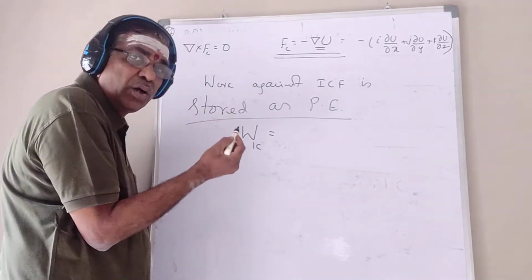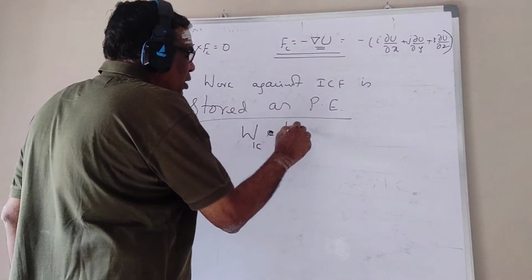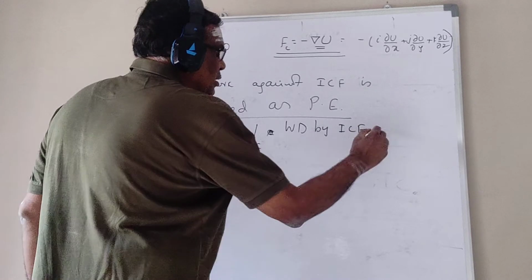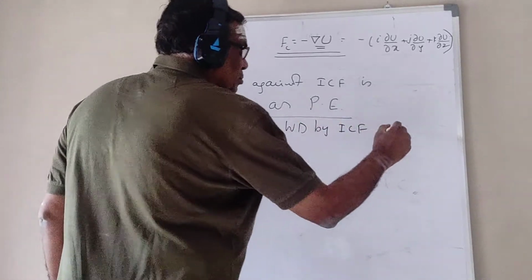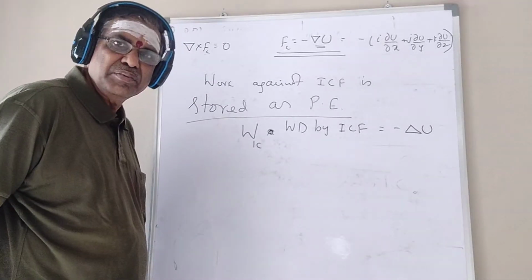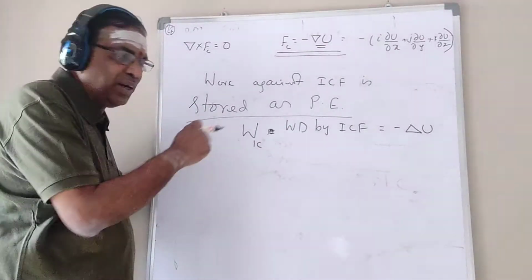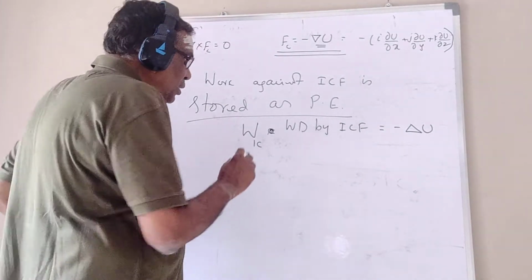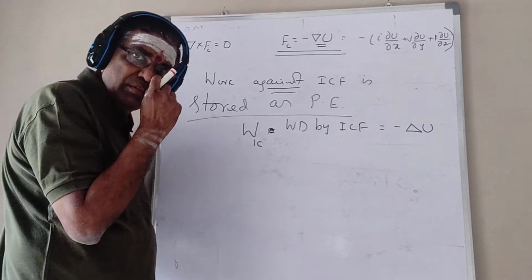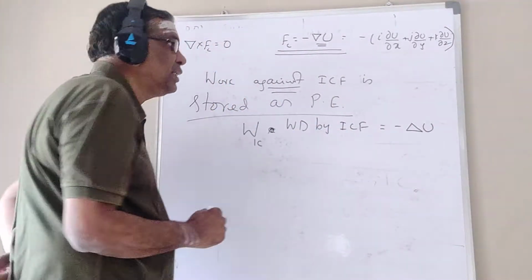Against means, if I want to know the work done by internal conservative forces, it is minus delta U. Now this is very important. How can I tell you? Work done against means you will get positive. Work done by is this. How did you get this?